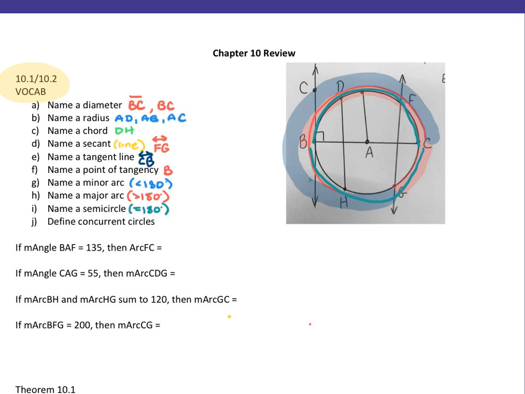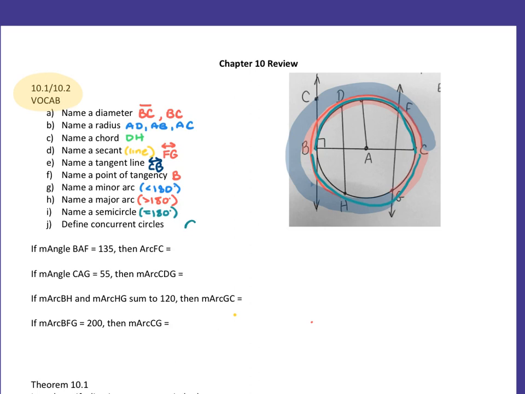And then also, in section 1, we talked about congruent circles, which are circles that have the same radii, and we talked about concentric circles, which are the ones that look like the bullseye. So these don't have to be the same size, but they do share a center.